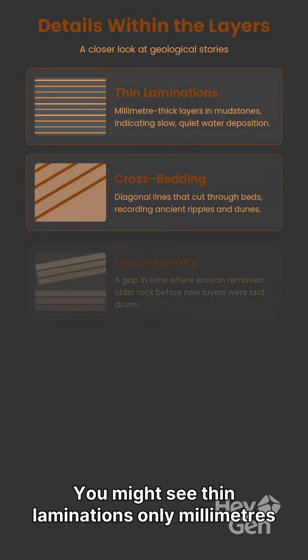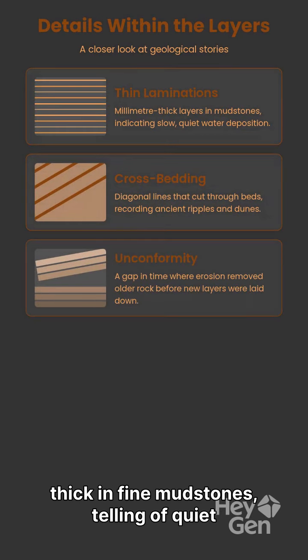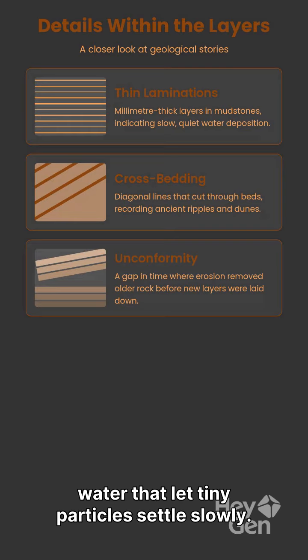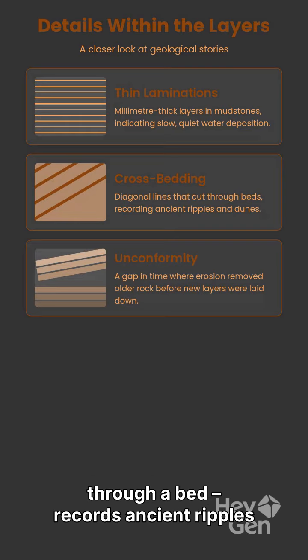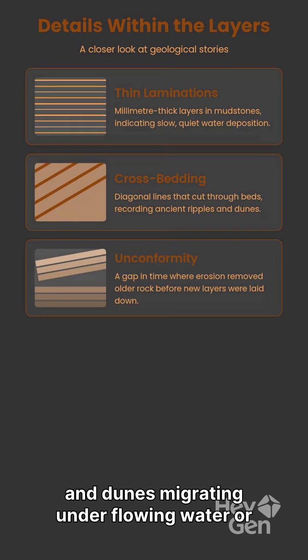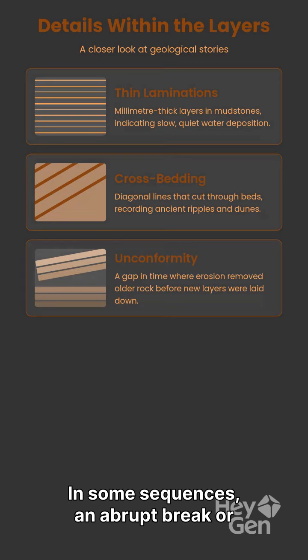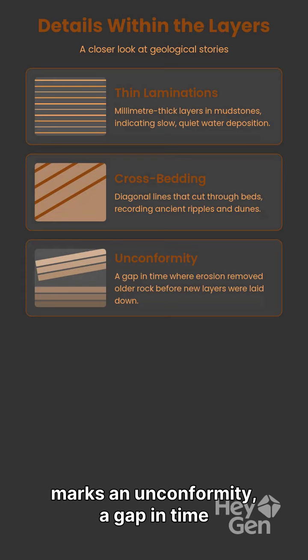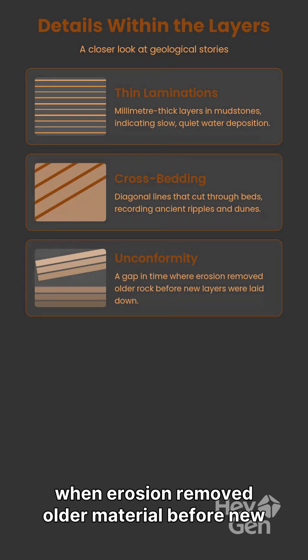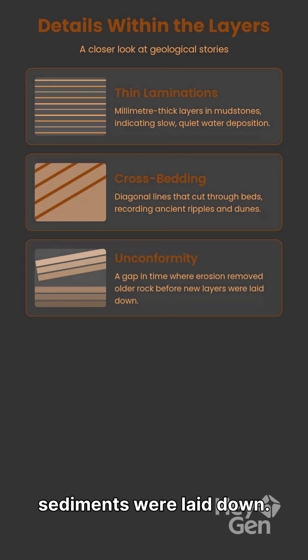You might see thin laminations only millimeters thick in fine mudstones, telling of quiet water that let tiny particles settle slowly. In sandstones, cross-bedding, diagonal lines cutting through a bed, records ancient ripples and dunes migrating under flowing water or wind. In some sequences, an abrupt break or an uneven boundary between packages of beds marks an unconformity, a gap in time when erosion removed older material before new sediments were laid down.